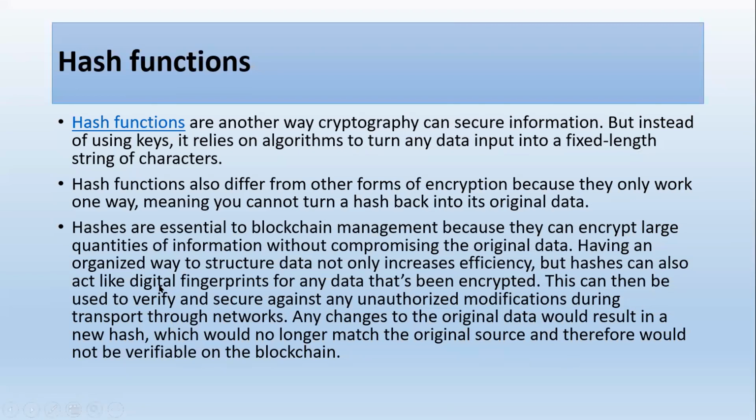Hashes are essential to blockchain management because they can encrypt large quantities of information without compromising the original data. Having an organized way to structure data not only increases efficiency, but hashes can also act like digital fingerprints for any data that's been encrypted. This can then be used to verify and secure against any unauthorized modification during transport through networks. Any changes to the original data would result in a new hash, which would no longer match the original source and therefore would not be verifiable on the blockchain.